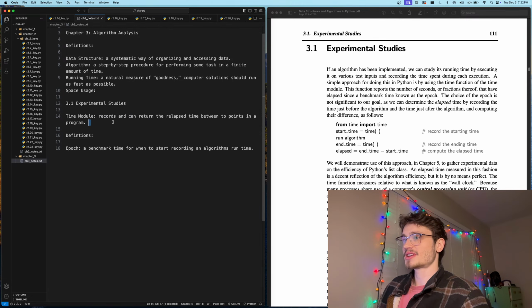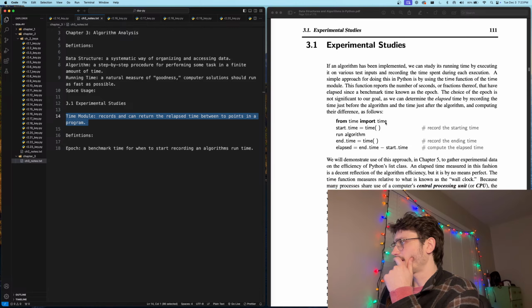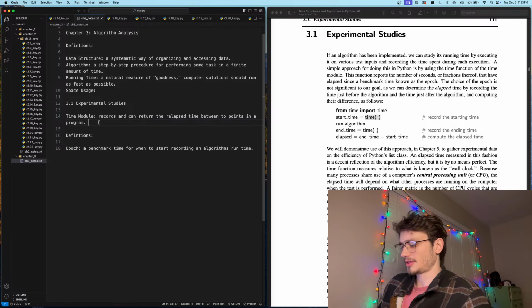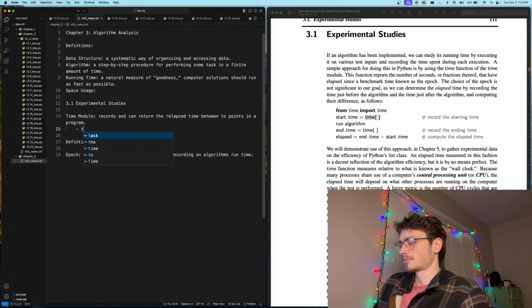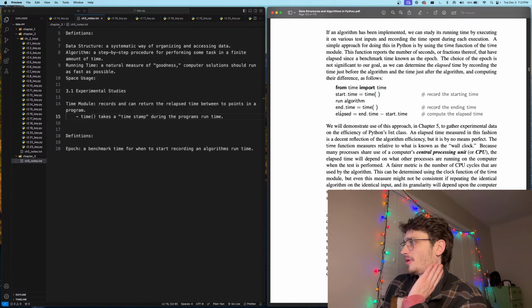We are in chapter 3 here. So we have the time module. Then you just call time like this. This takes a timestamp during the program's runtime, pretty much. So we can import it, save the time at that current point, run the algorithm, save the end time, and then return that elapsed time to see how long it took to run that algorithm.